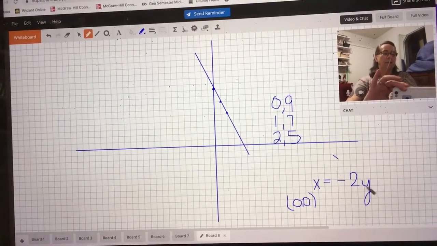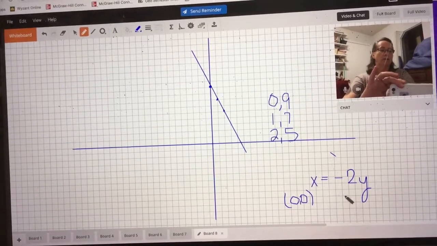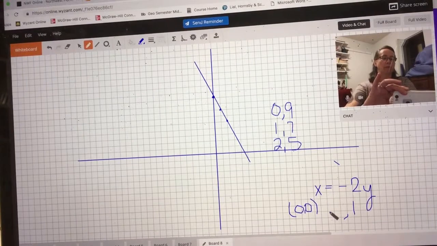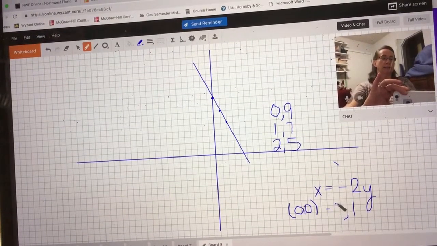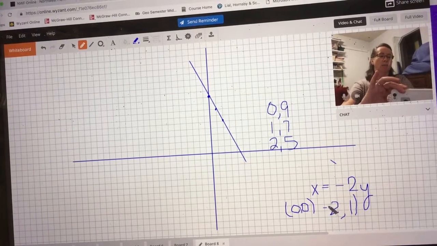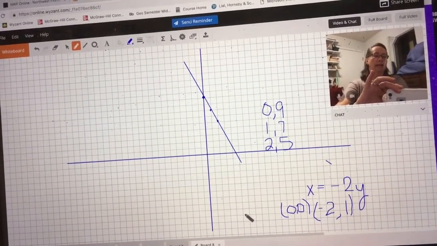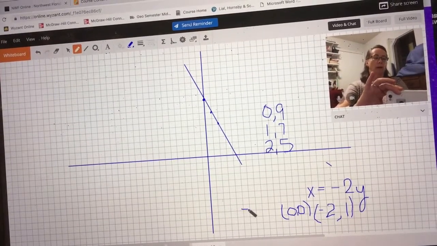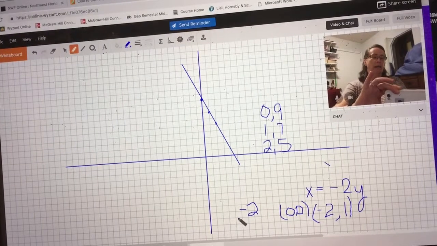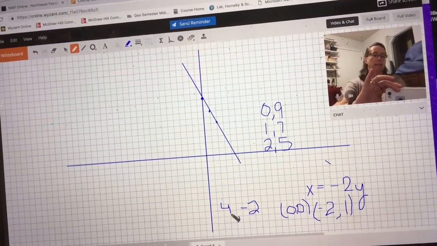And then if I plug in a 1 here, I'm going to get a -2 out here. So that's going to be a 1 for the y and a -2 for the x. This thing's not very easy to work with. Okay, so let's get one more point. What if I plug in a -2 for the y? If I plug in a -2 for the y, then won't I get a +4 for the x?